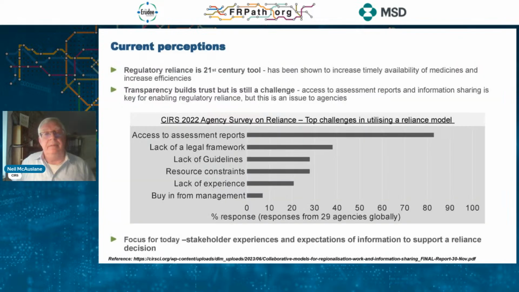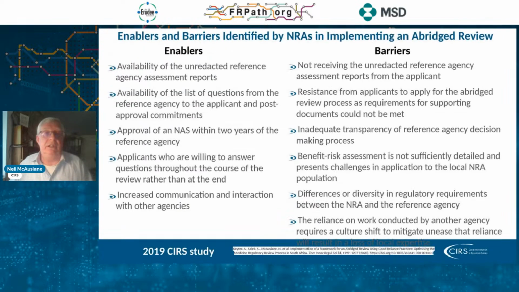But the current perspective, of course, in this is that even if regulator Reliance is perceived as being a 21st century tool, transparency of decisions being made by the reference agency is key in terms of building that trust. But the information sharing is, of course, the thing that really enables Reliance to be successful. And in our 2022 survey of agencies, we find the top challenges by agencies wanting to use a Reliance model was the access to assessment reports. And that's really kind of the focus for today's discussion.